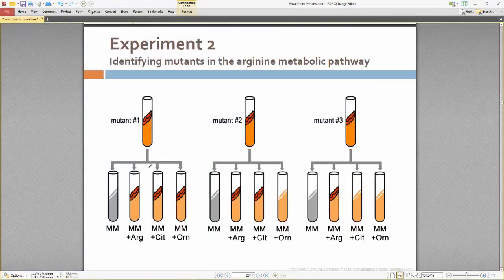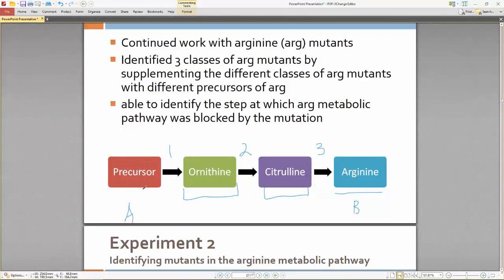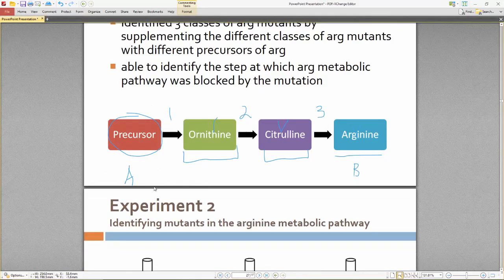So let's see what this means. Mutant number 1. Let me correct myself. If it can grow with ornithine, citrulline, and arginine, then that means there's an enzyme that creates the precursor that's broken. I'll explain it in just a second.